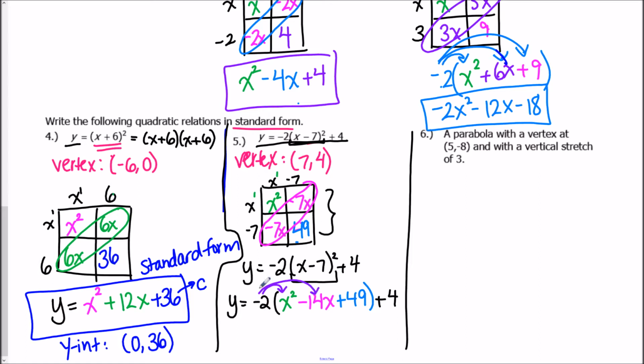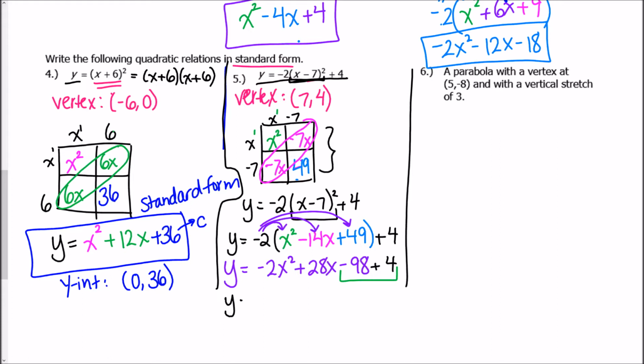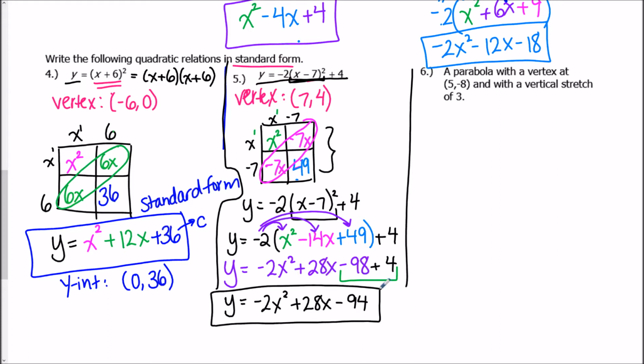So when I distribute this -2 through right here, I end up getting y equals -2x squared, and then -2 times -14 is +28x, and then -2 times 49 is -98, and then I'm going to copy down this plus 4. So then this -98 and this plus 4 are like terms. So I end up getting right here that this equation is going to say y equals -2x squared plus 28x. And if I put -98 and +4 together, I get -94. And this is my answer when I have expanded it.